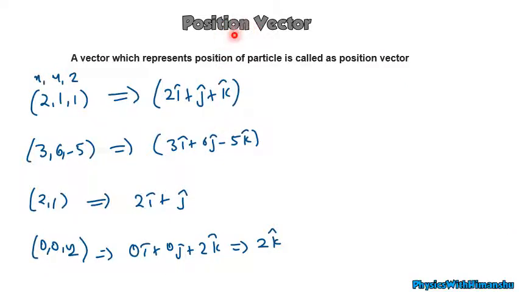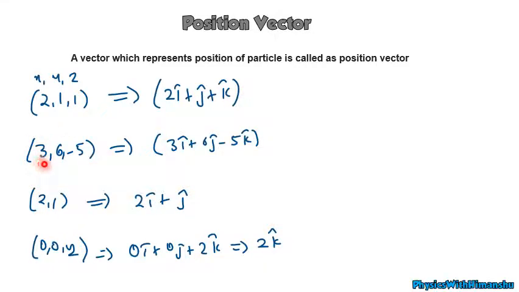Okay, so what is a position vector? A vector which represents the position of a particle is called a position vector. Remember, if coordinates are given like 2, 1, 1, then the first coordinate will be x, the second will be y, and the third will be z. So how will we represent this? 2 i cap, for 1 we'll write plus j cap, for 1 we'll write plus k cap.